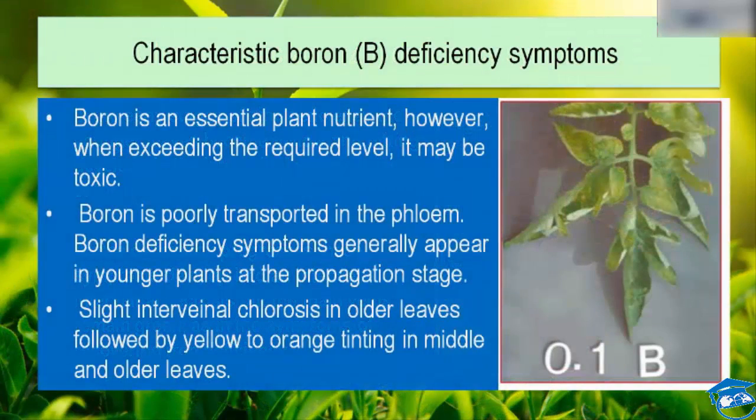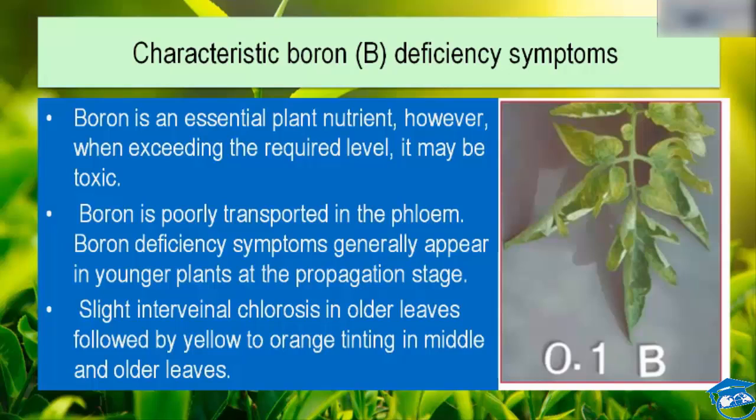Now come to the boron deficiency symptoms. As we know, boron is absorbed as BO3 3- or B4O7 2-. Boron is required for uptake and utilization of calcium ion. Boron is also required for membrane functioning, pollen germination, cell elongation, cell differentiation and carbohydrate translocation.